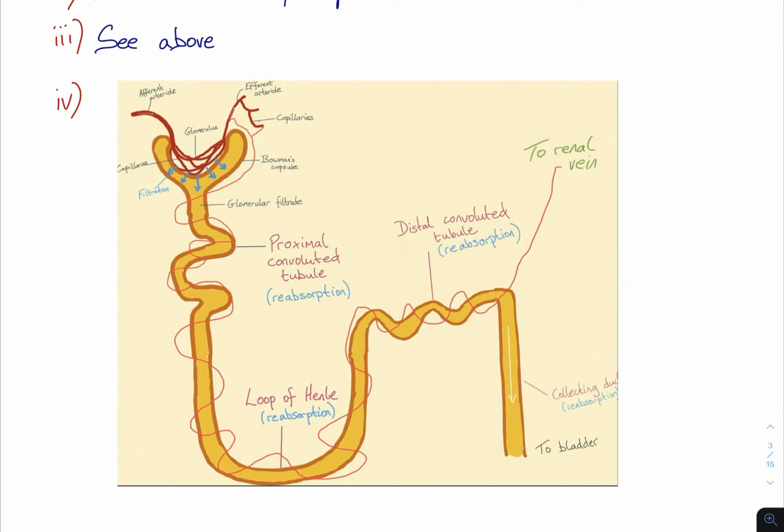Now there's different variations of how you could draw that, but you need to have it in that system. Glomerulus, Bowman's capsule, PCT, loop of Henle, DCT, collecting duct.